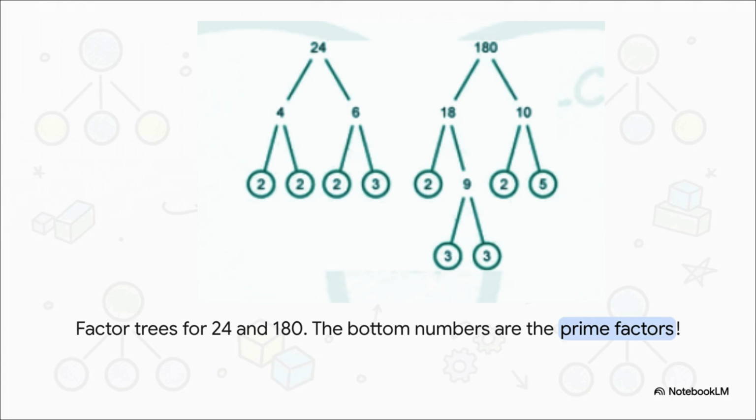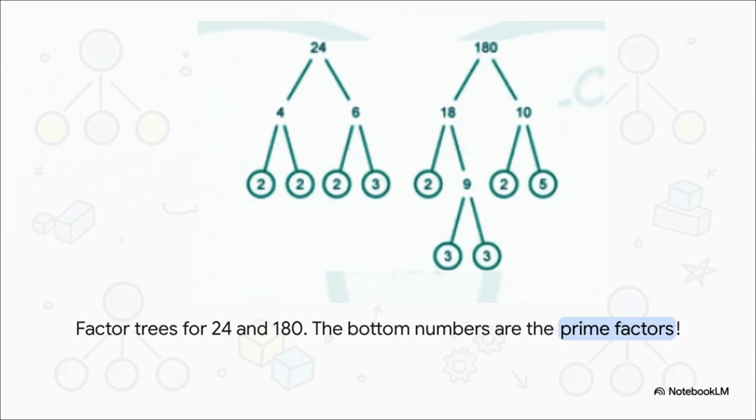Look at the factor tree for 24. We can start by splitting it into 4 and 6. But wait, are 4 and 6 prime numbers? Nope. So we have to keep going. 4 becomes 2 times 2, and 6 becomes 2 times 3.